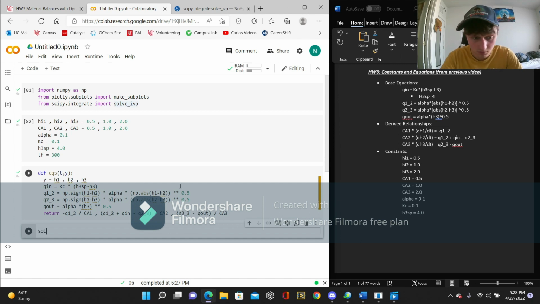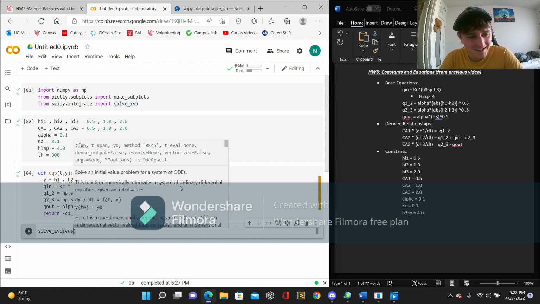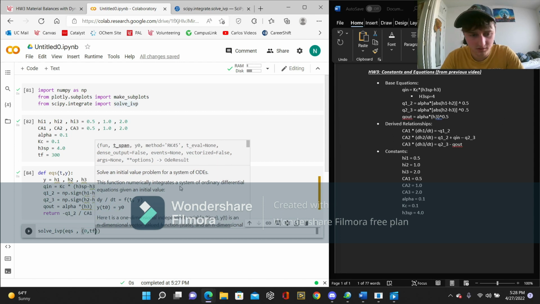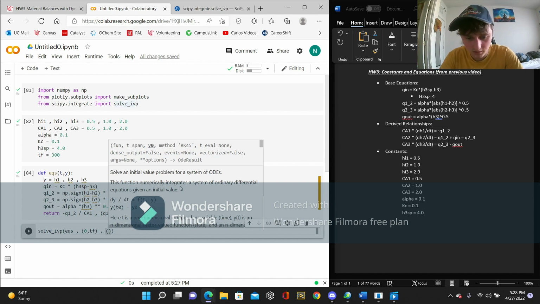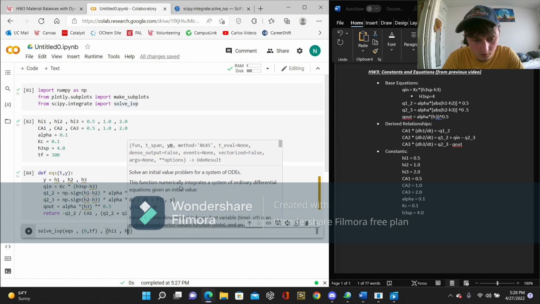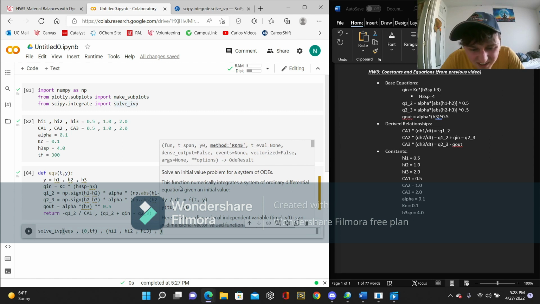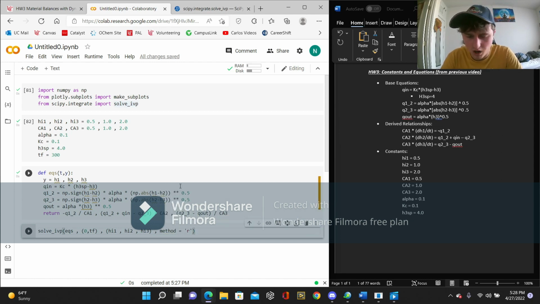Now what we're going to do is we're going to solve IVP, as we were clearly stated to do in the problem description. We are going to use our function is equations. Our time span is going to be from 0 to tf. And then we're going to need our initial values, which we have very clearly stated above, hi1, hi2, hi3. And then we are going to need a method, which is, I always forget, Radau. It's like radius, but Radau.